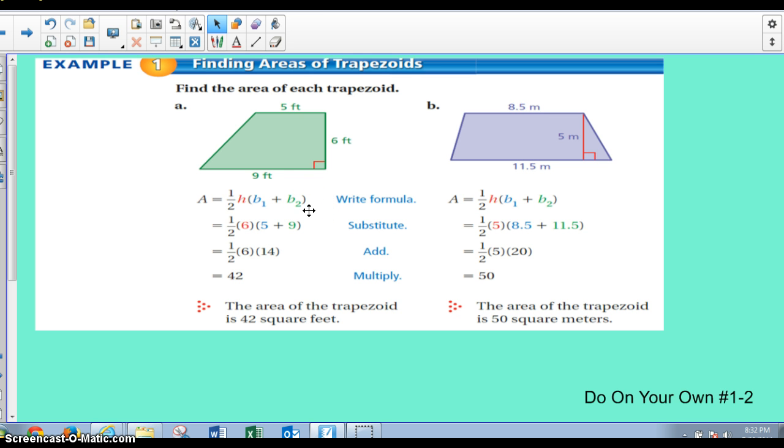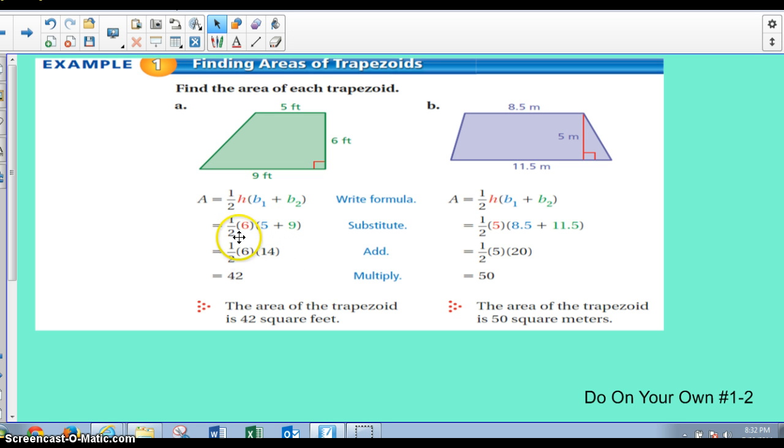All right, let's take a look at that. We're going to fill in some numbers. 1/2 the height. We know the height is here because it has a squared corner. So it's 6. Here's base 1, or this could be base 1, it doesn't matter. In this case, they put this as base 1 and base 2. So we put the numbers in the parentheses. First thing you do is the parenthesis part in the formula. 5 plus 9 is 14.